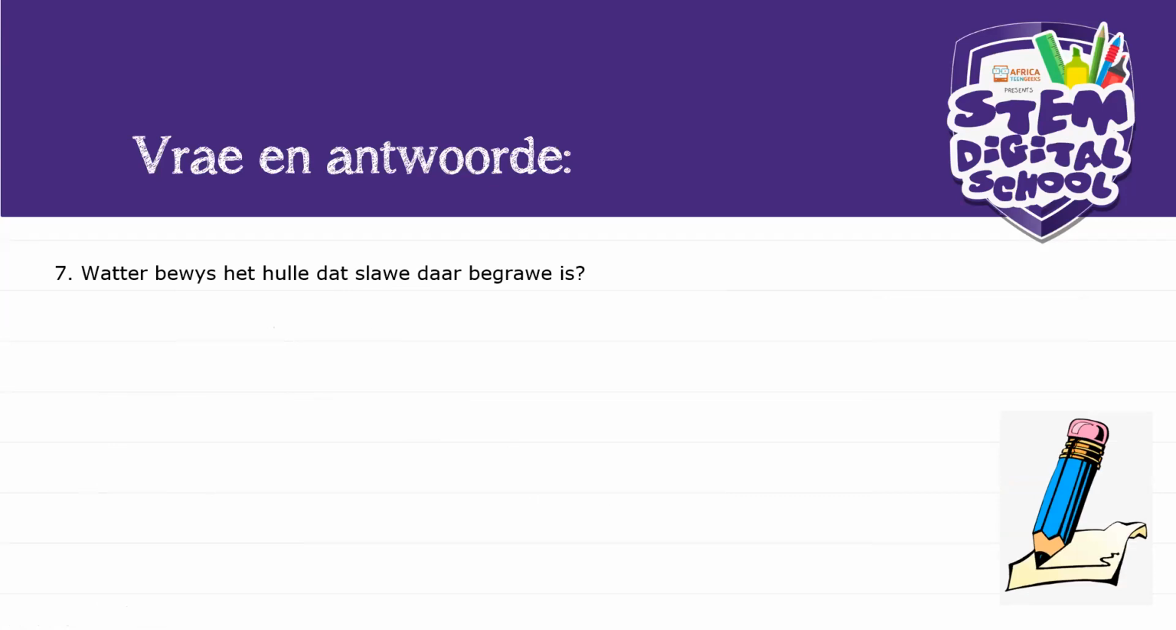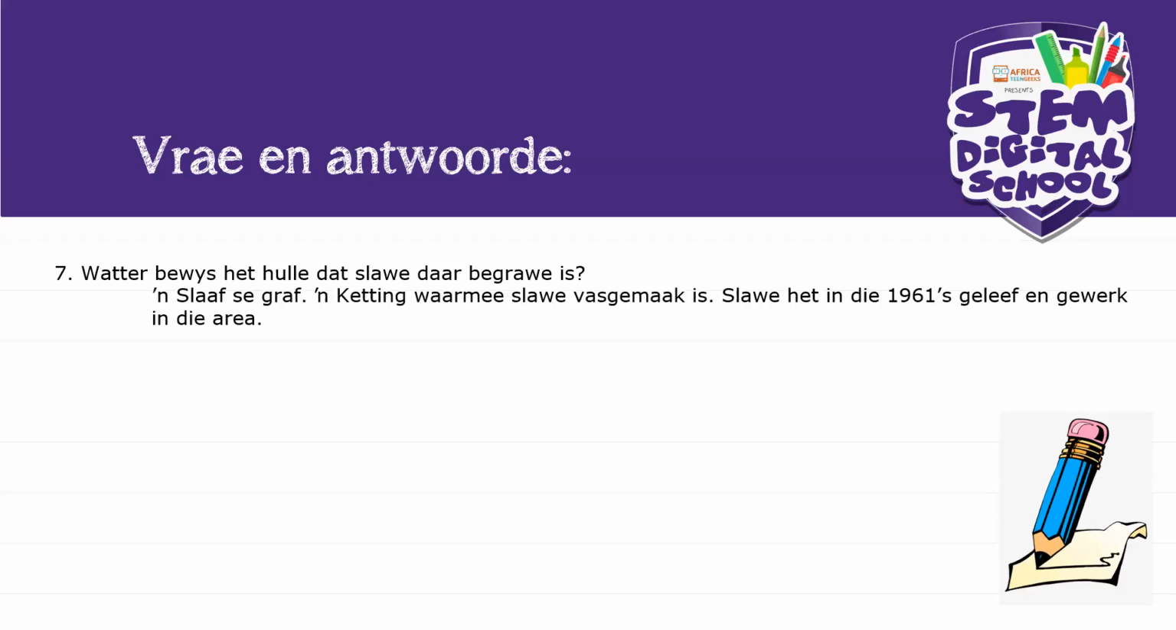Number 7, wat bewys het hulle dat slawe daar begrawe is? So what proof is there that there were slaves there? What proof? Okay, so Kai said change, correct. Princess said change, and then of course there was also a graf van 'n slaaf. And you didn't have to mention this, but I just put it in. So in 1861, sorry, there were slaves that worked in the area. So it's 1861.